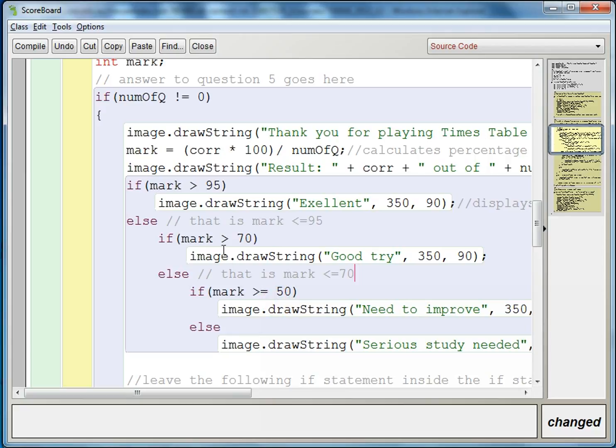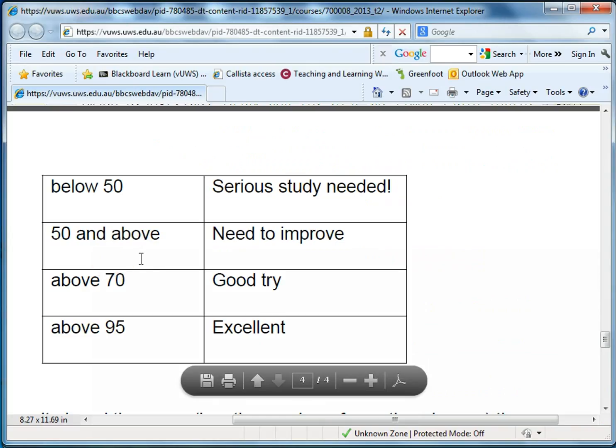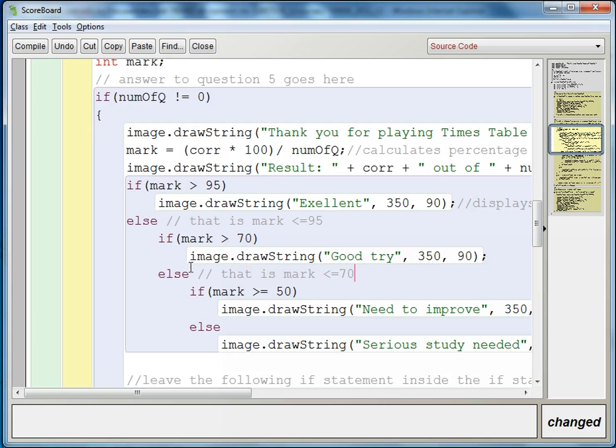A lot of you missed this, and some of you put the equal sign here. Okay, this does not include 95, but only the 50. So we say, is mark greater than or equal to 50? Then we display the message, need to improve. Notice, 50 and above, need to improve.